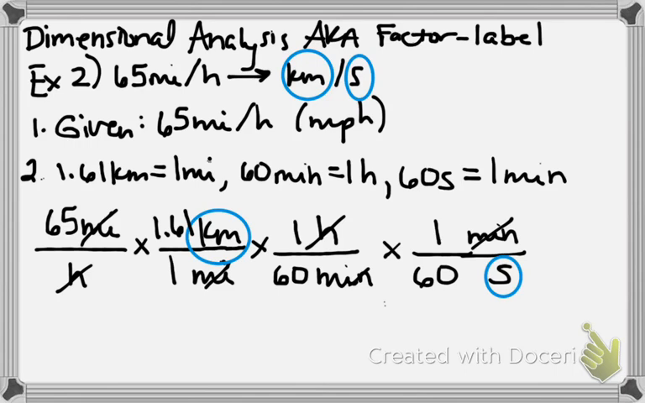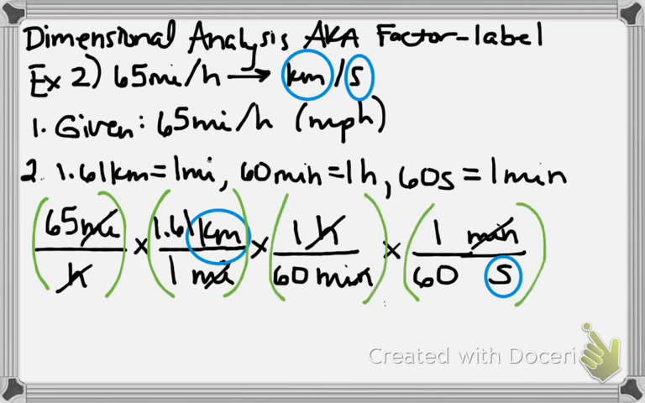Okay, so the way that you would solve this in your calculator would essentially be to put parentheses around all of this. So when you're typing it in, you'd have 65 over 1 times 1.61 over 1 times 1 over 60 times 1 over 60. Okay, and when you do that, you get, as your final answer, 0.029 kilometers per second. So all I did there was multiply fraction times fraction times fraction times fraction.